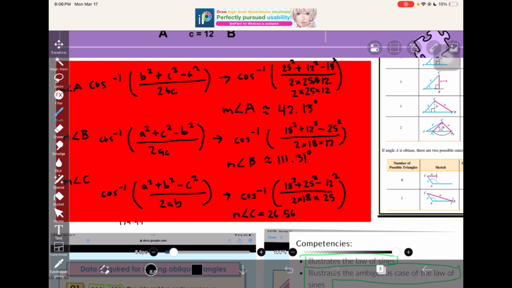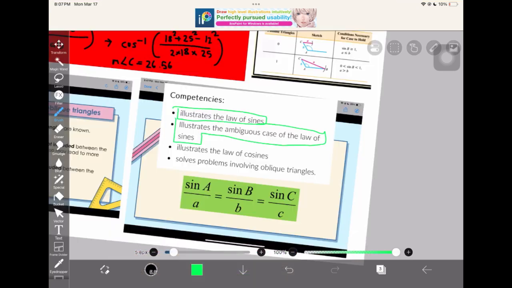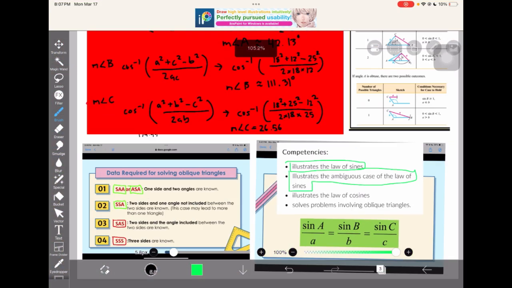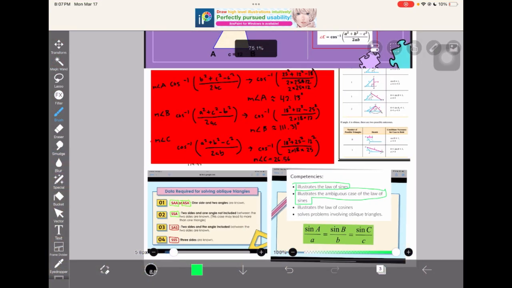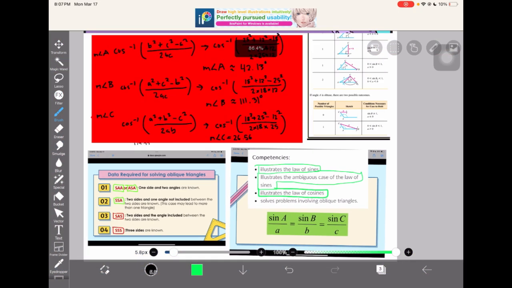Let's add them all up to make sure they're all 180. So 42.13 plus 111.31 plus 26.56 is equal to 180. Let's verify if our answers are correct, and very good indeed, those are all correct answers. Very nice if you got those answers too. I hope you're able to understand. So we have illustrated the law of cosines, and now it's time to apply this in real life.